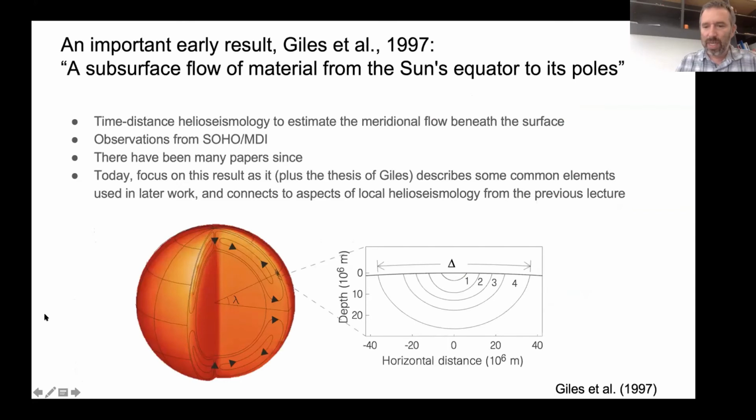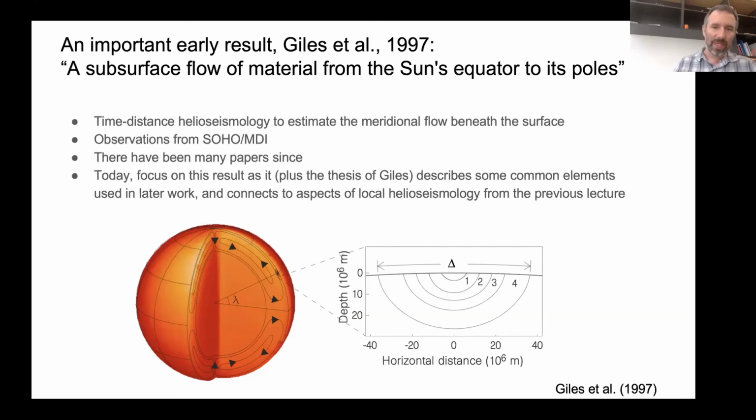So I'm going to focus here mostly on one early result. This is a paper from Peter Giles in '97. And he used time-distance helioseismology to estimate the meridional flow beneath the surface. And in this work, he was not trying to use a bunch of data and make measurements that go all the way to the base of the convection zone, but he was using somewhat less data than what people use now. But he was looking relatively near the surface, so in the top 20 megameters beneath the surface.